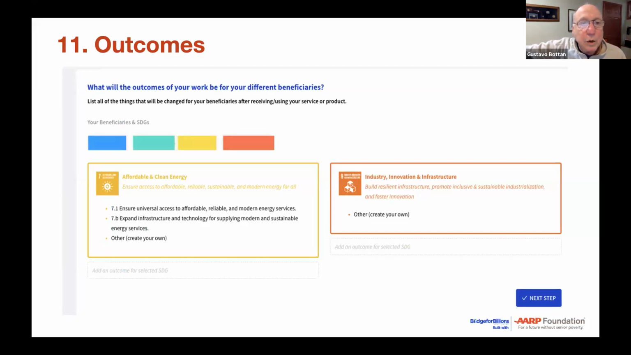So here's what you will see in the platform. When you choose the SDGs, the Sustainable Development Goals, in this case, let's say I had chosen affordable clean energy and industry, and that's what's going to appear. And then for each one, you will enter the outcome. So in the case of education, my outcome was I improved the literacy of 90% of the population of the students, and so forth.